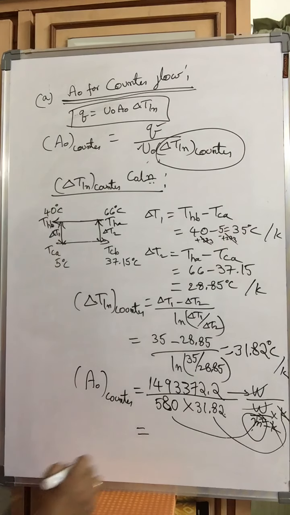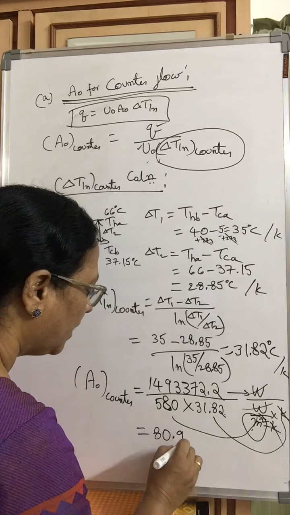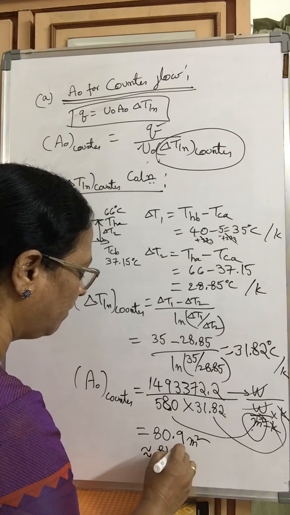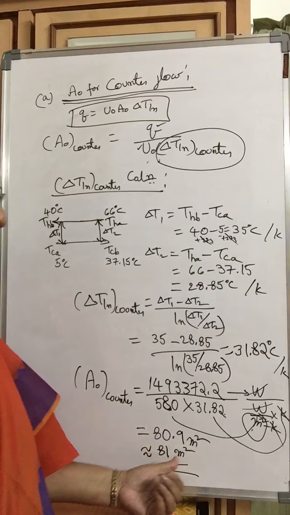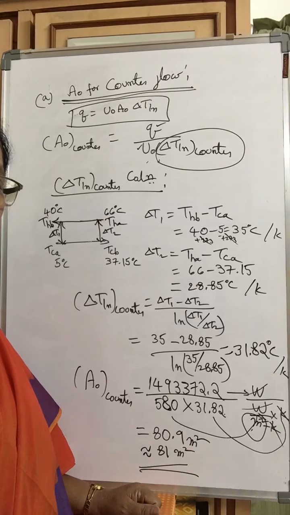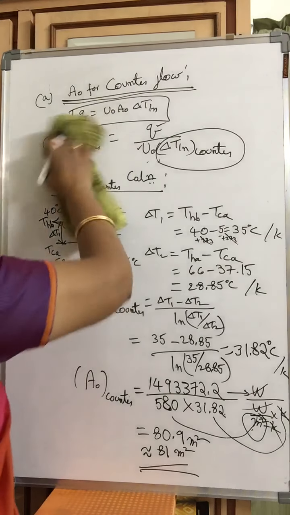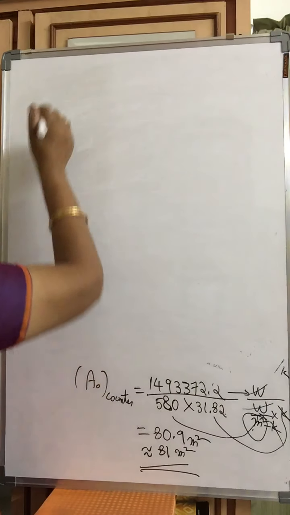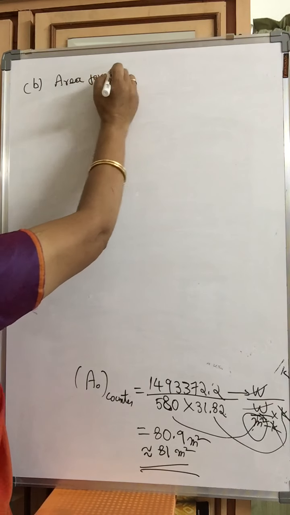So this is equal to 80.9, roughly 81 meter square, nearly 81 meter square. Okay. A0 for counter, we got it as 81 meter square. Similarly, you can solve A0 for parallel also. Area for a parallel flow.